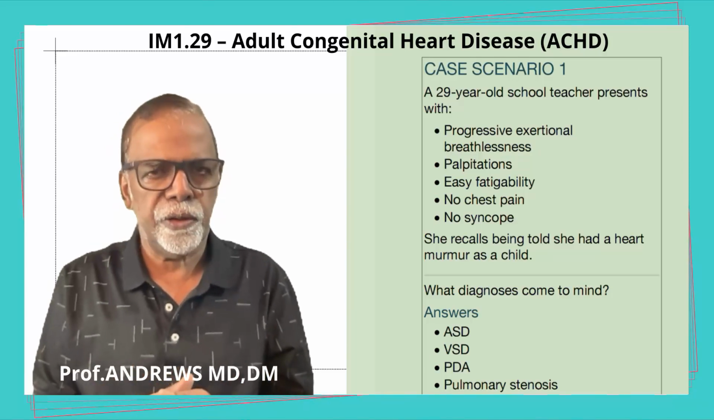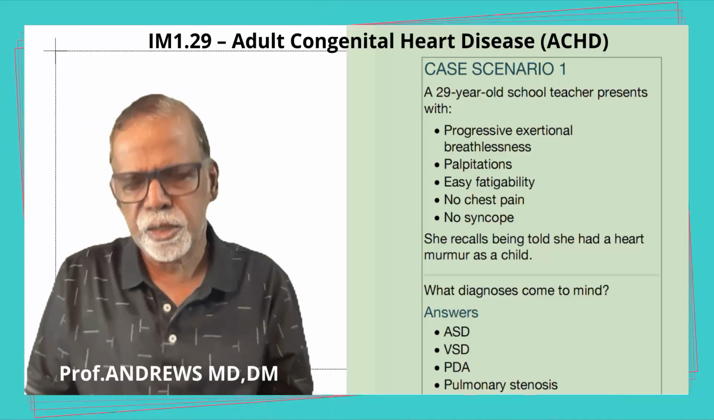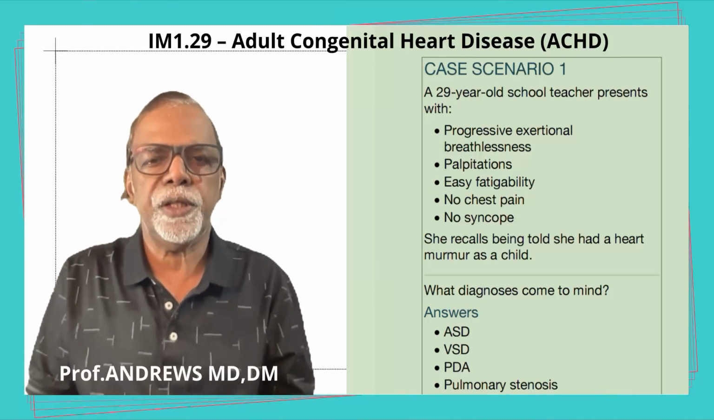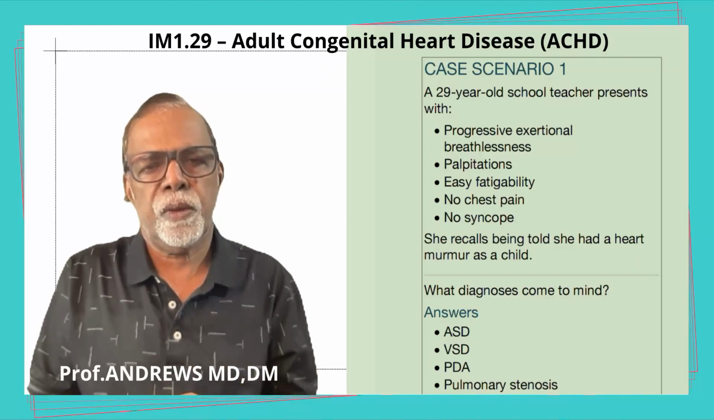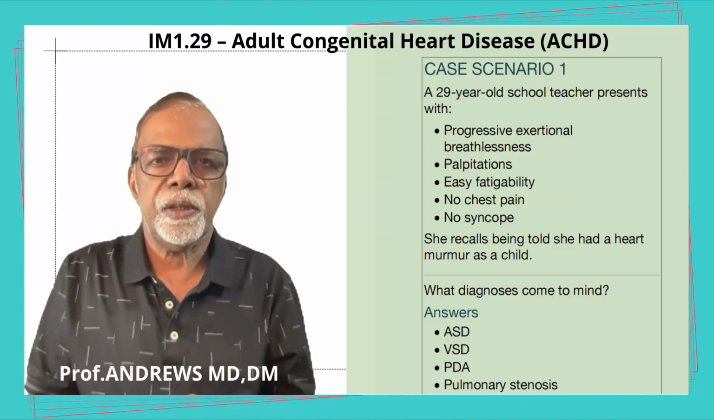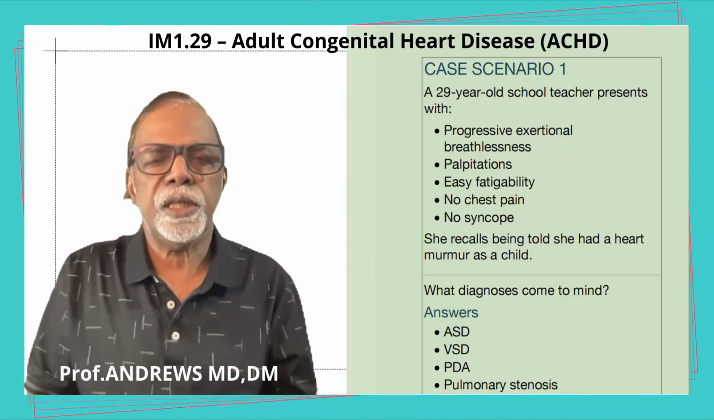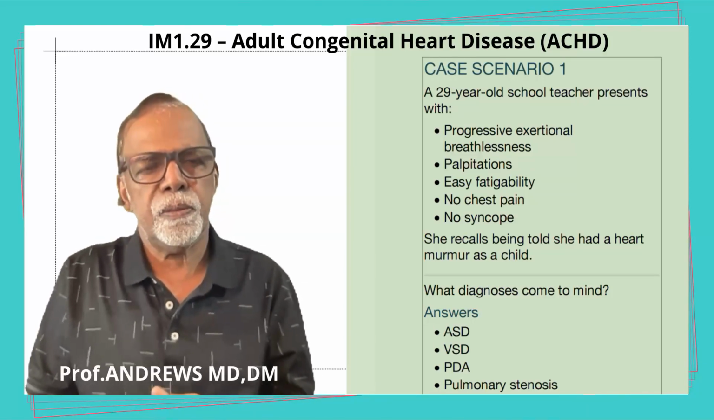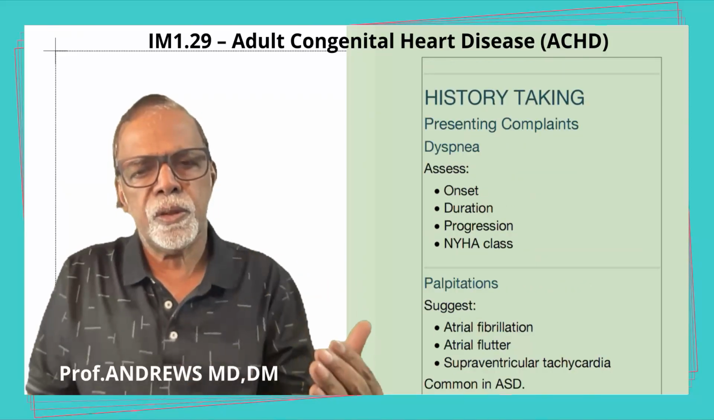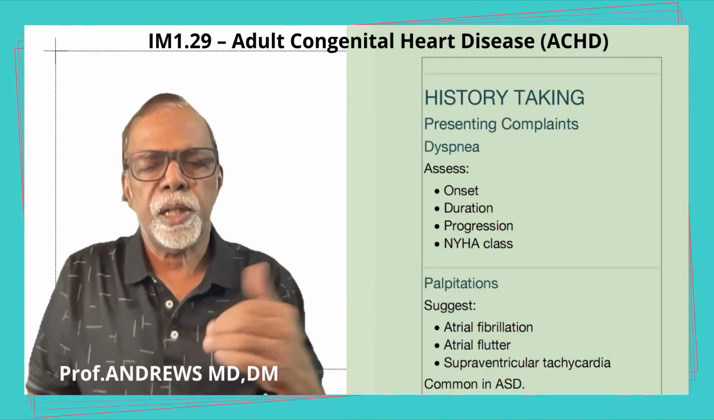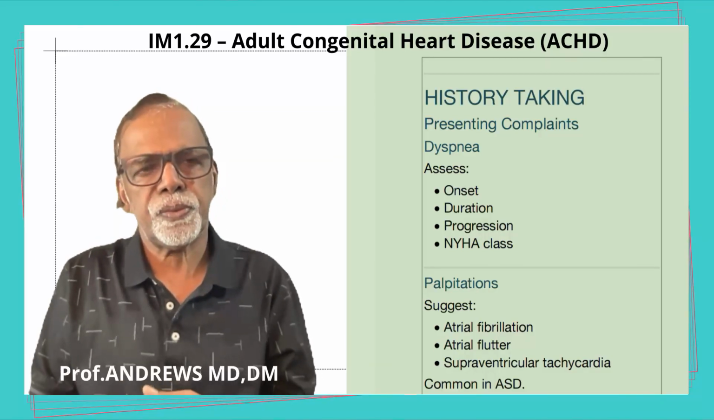Now let us take a case scenario. A 29-year-old school teacher presents with progressive exertional breathlessness, palpitation, easy fatigability. There is no chest pain, no syncope. She recalls that she was told there was a murmur as a child. What is the diagnosis you will consider? It can be ASD, VSD, PDA, pulmonary stenosis, bicuspid aortic valve, mitral valve prolapse. These are some of the common conditions that you will come across.